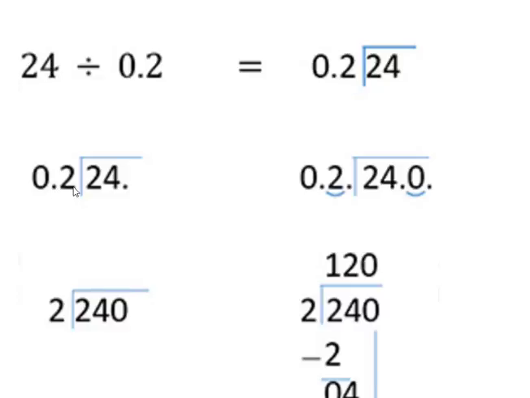So let's move it over here, but in order to make the problem accurate, we have to move the decimal point over here also. So it moves over here, and it moves over here, and we create a space with the 0. So our problem now becomes 240 divided by 2.